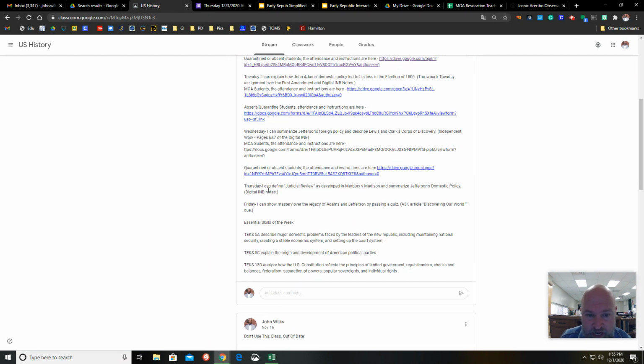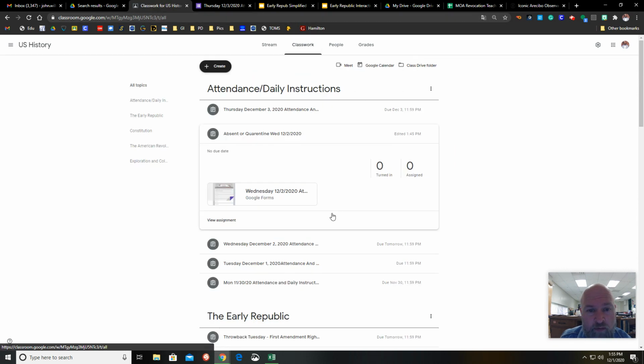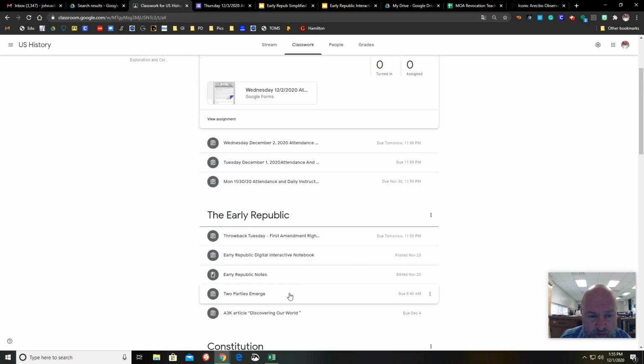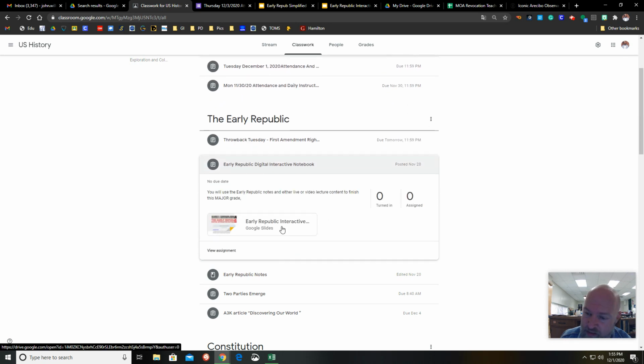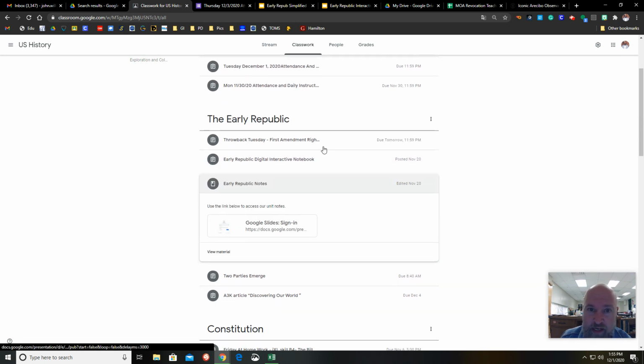It says, Thursday, I can define judicial review as developed in Marbury v. Madison, and I could summarize Jefferson's domestic policy. We're going to be doing this in the digital interactive notebook. So jump on over to that classwork tab, scroll down to Early Republic. You're going to need this notebook. You're going to need these notes.